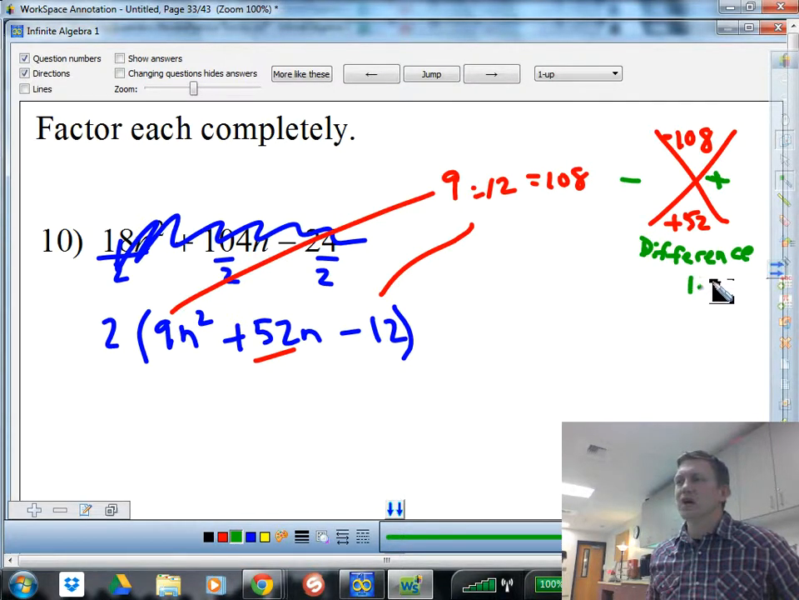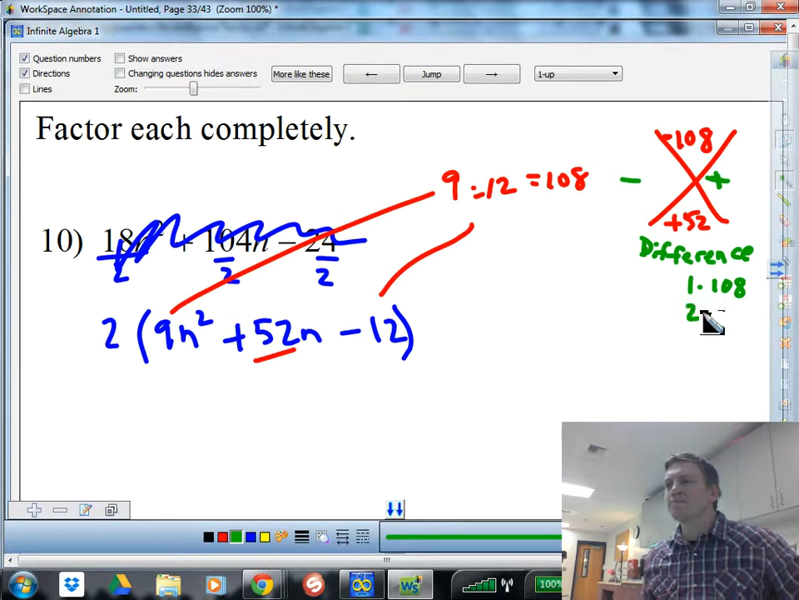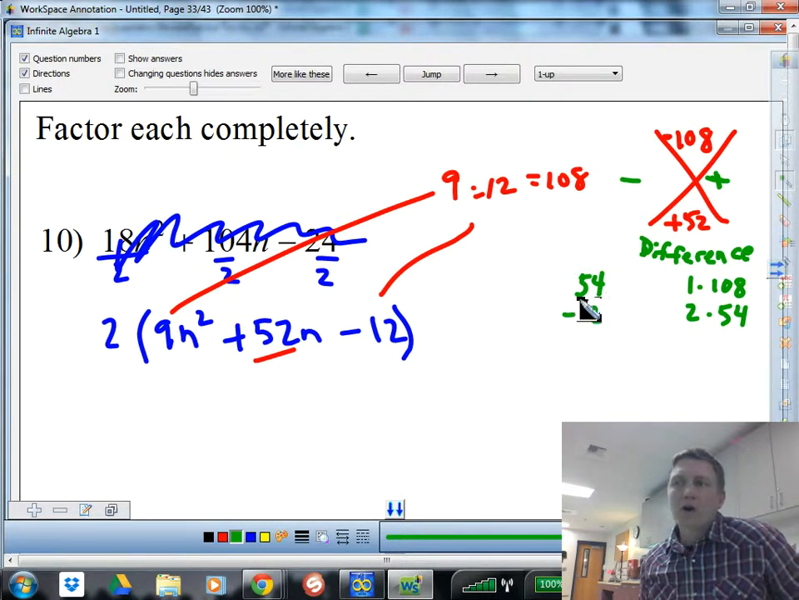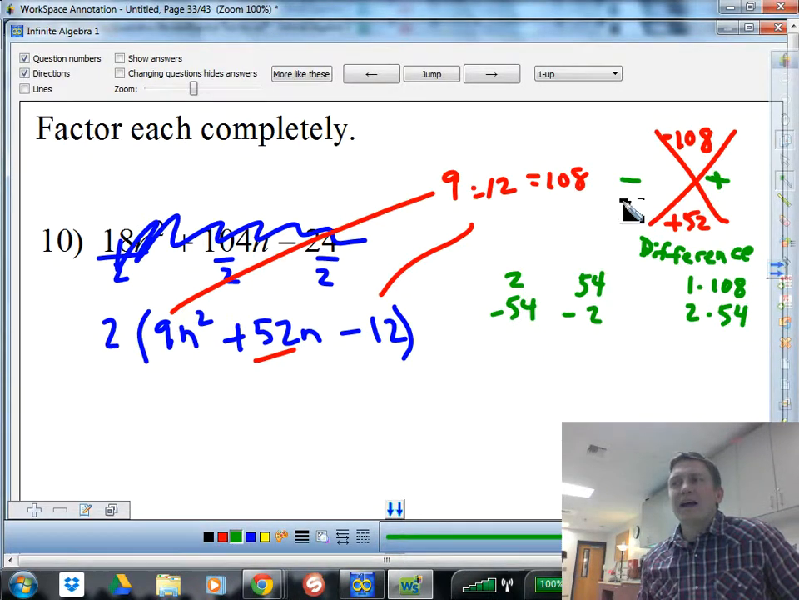Okay, so let's think about this. We got 1 times 108. Difference of 52? Nope. 2 times, what is it, half of 108 is 54. What is the difference between these two numbers? Aha, 52. So see that I didn't have to go too far in terms of my multiples in order to figure out what combination works. Now I have to ask myself, do I want 54 minus 2, or do I want 2 minus 54? I have to know what order to put them in.